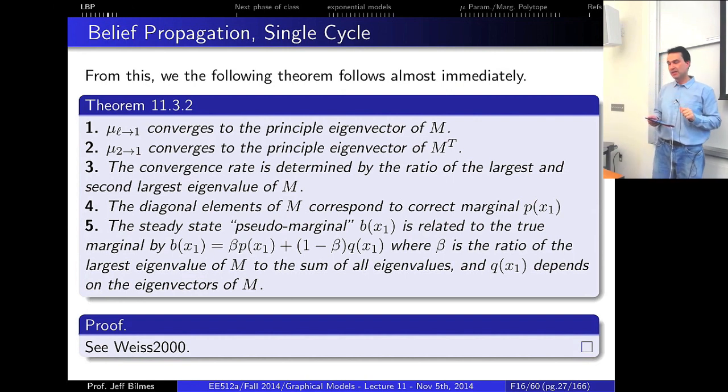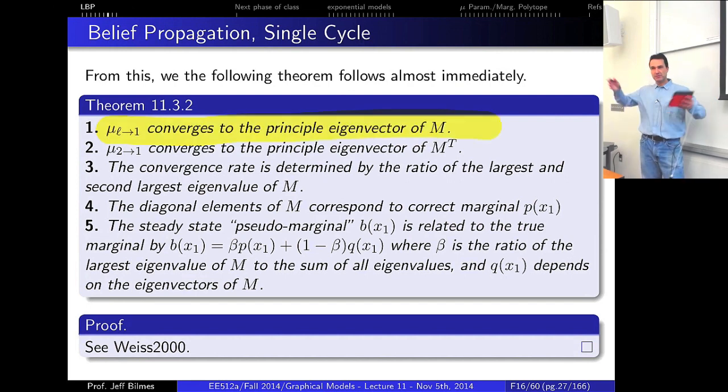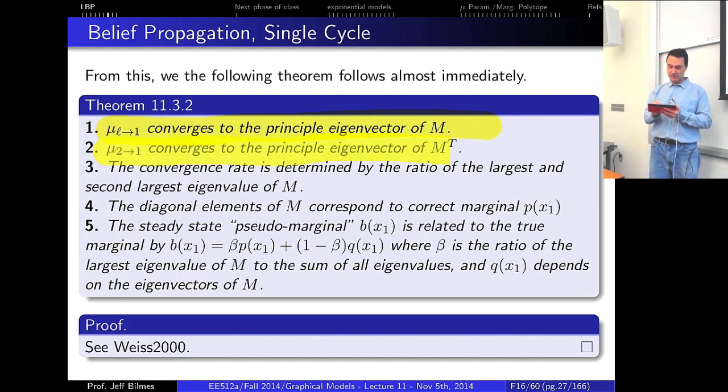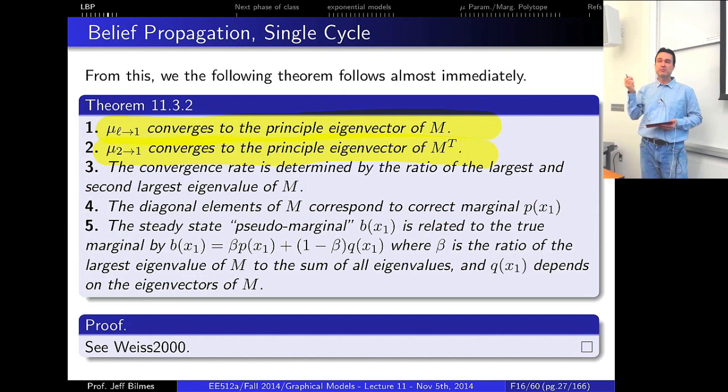So first of all, it says that this message, the first message, converges to the principal eigenvector of the matrix M. M is essentially this big matrix of all these messages multiplied together. And the second message, 2 to 1, converges to the principal eigenvector of the transpose of M. The convergence rate is determined by the ratio of the two largest eigenvalues.